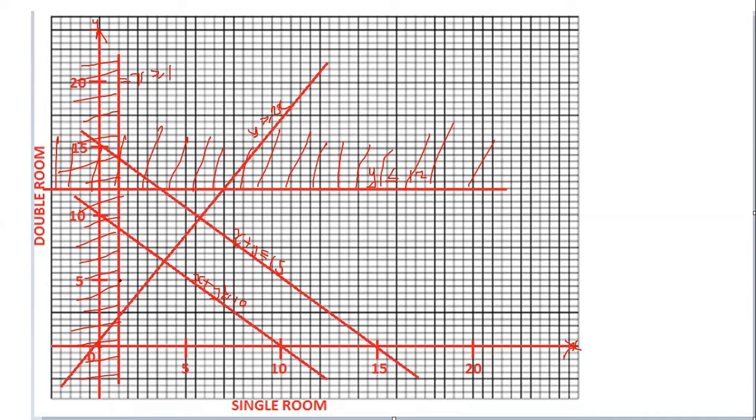Then you can go to whichever line you feel like. For example, if you want to shade x plus y is greater or equal to 10, you can choose any point. For me, I'll just choose a point which is here. For example, if I choose let's say (5, 2). At least (5, 2) is within here.